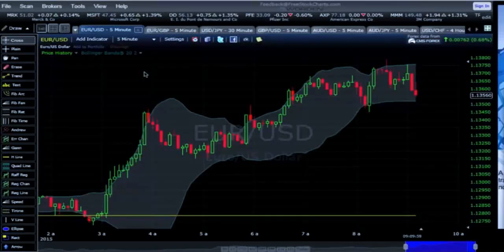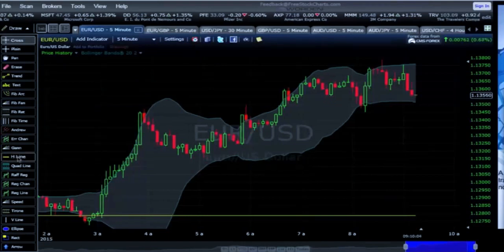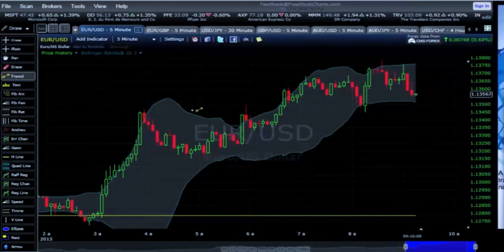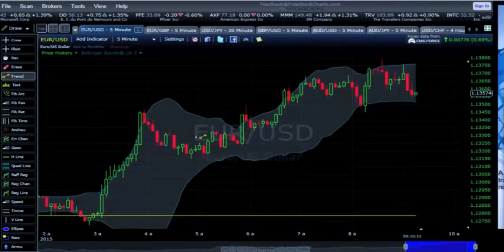Since this morning, we're going to use trend lines to figure out entry points on the 5-minute chart right now.